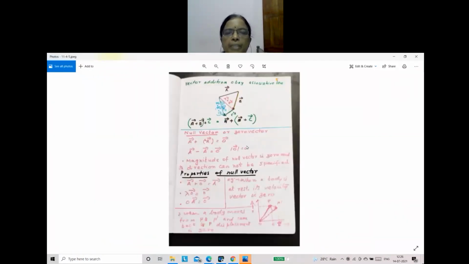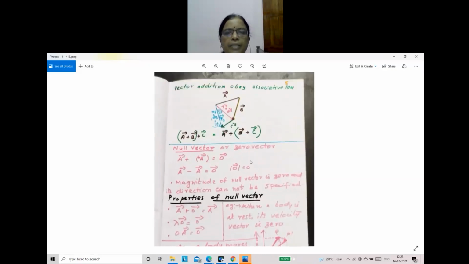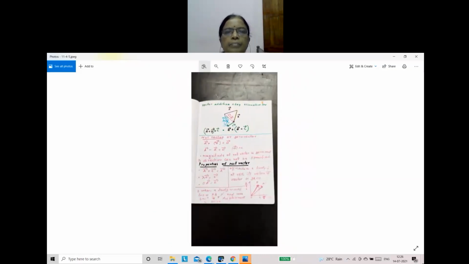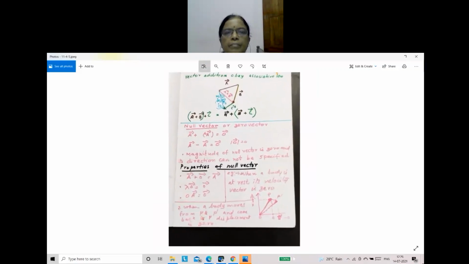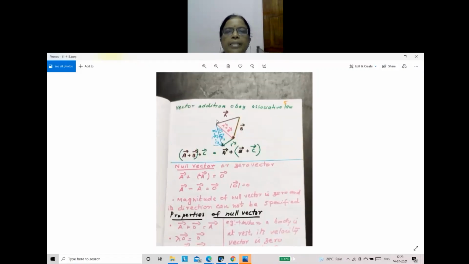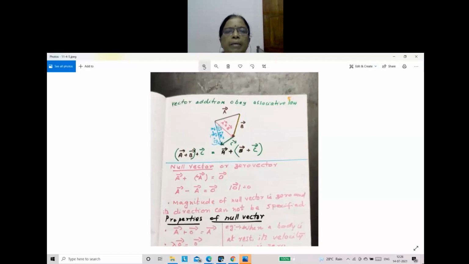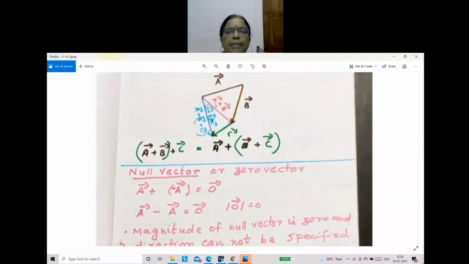A plus B plus C. That is what we have seen yesterday. See, this is vector A, this is vector B, and the tail of vector A to tip of vector B we join, that is A plus B, and we have to add C with A plus B.